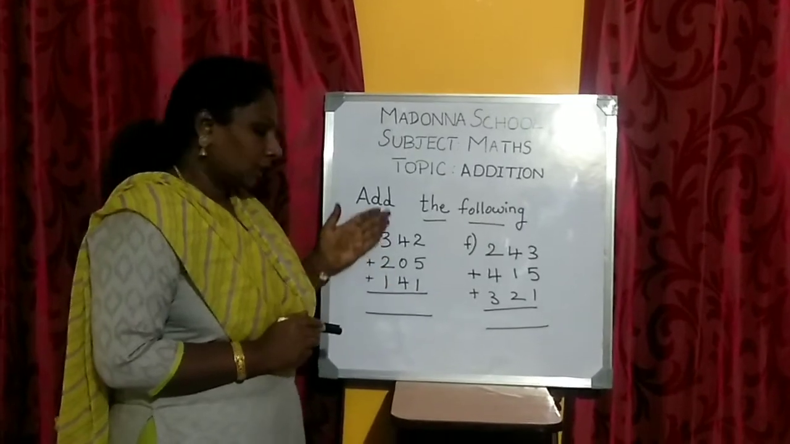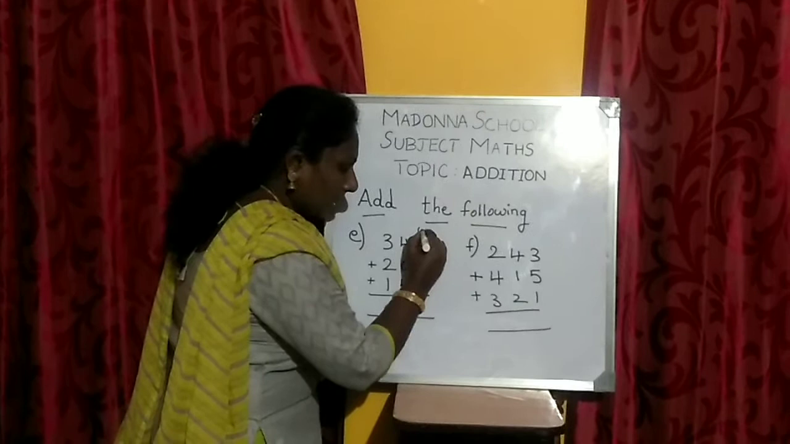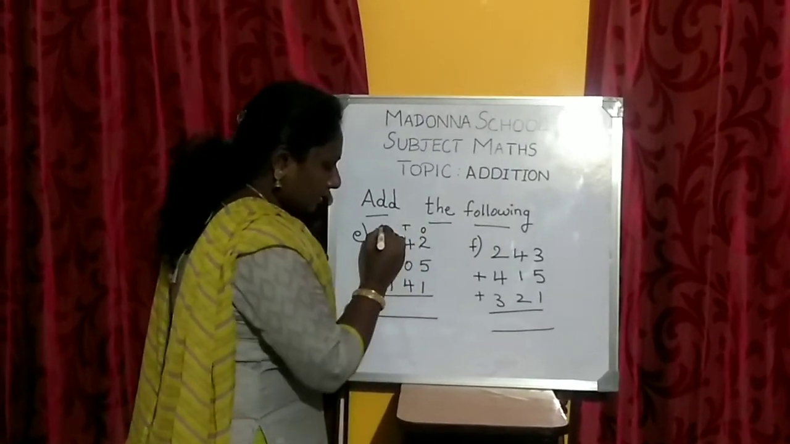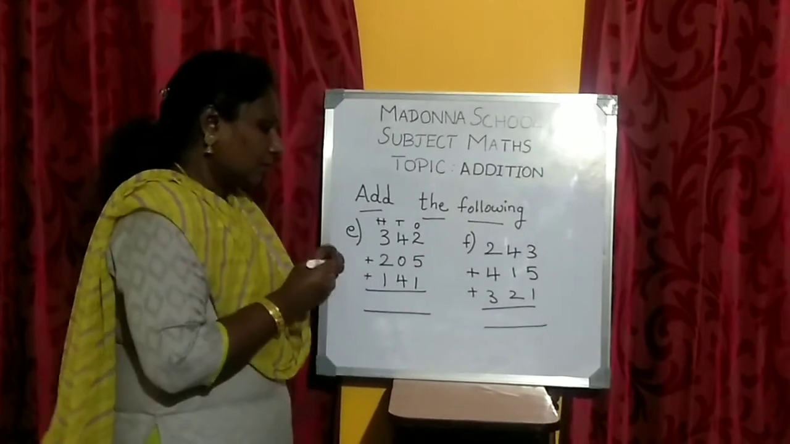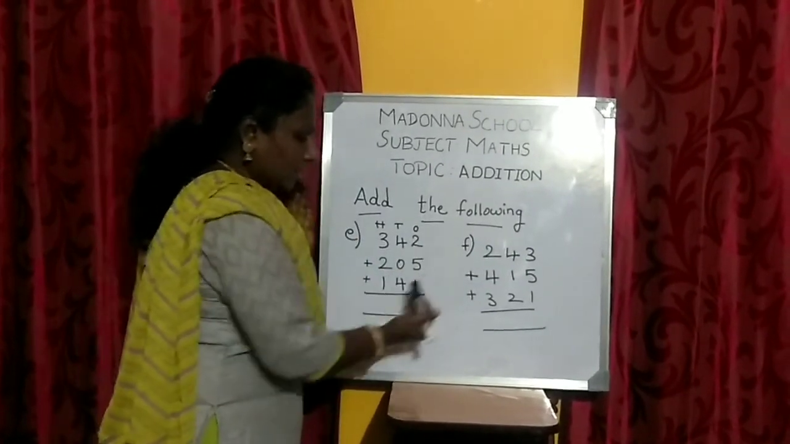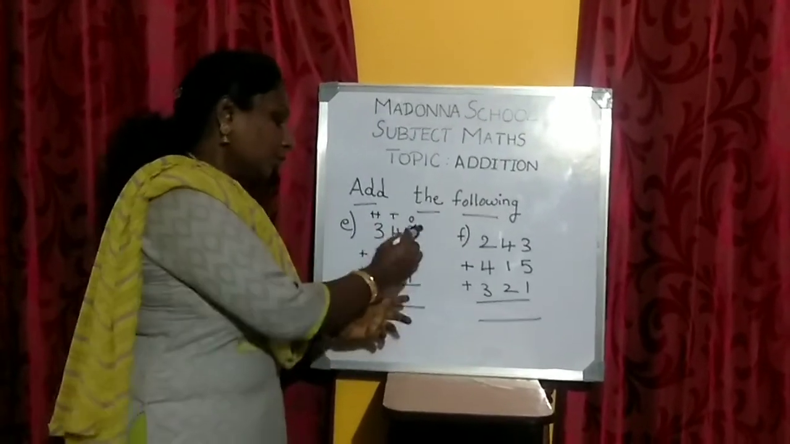So now we'll add 3 numbers. So write the place value, children: ones, tens, hundreds. Okay. So how will we add? You should start from the ones place. So first number, keep it in your mind. Second number, show it on your finger.